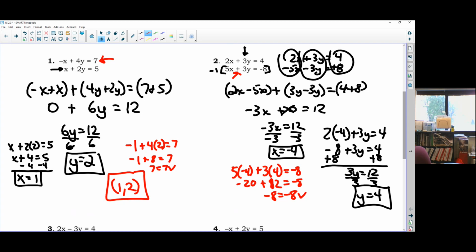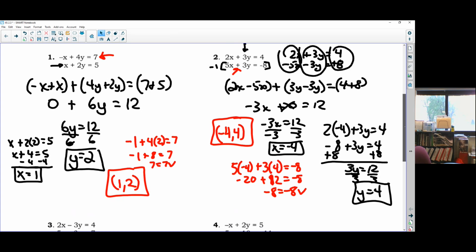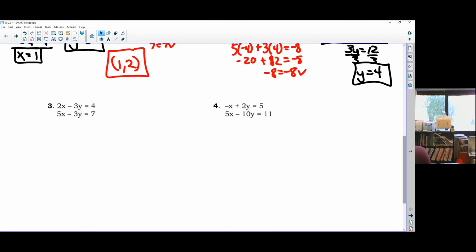So that means the answer, the solution to this system, is the coordinate negative 4, 4. So remember, when you are finding a solution to this system, it is the place where these two lines intersect. Okay, so let's continue on with the combination method.